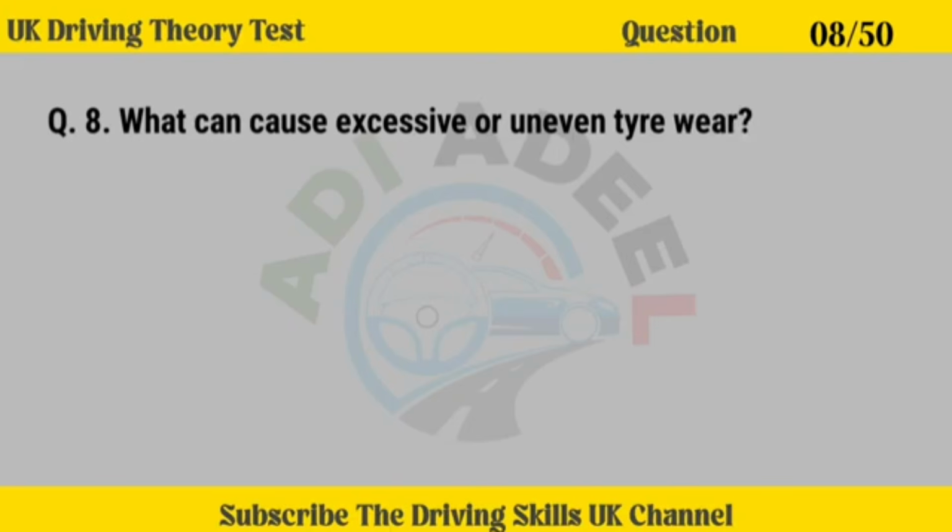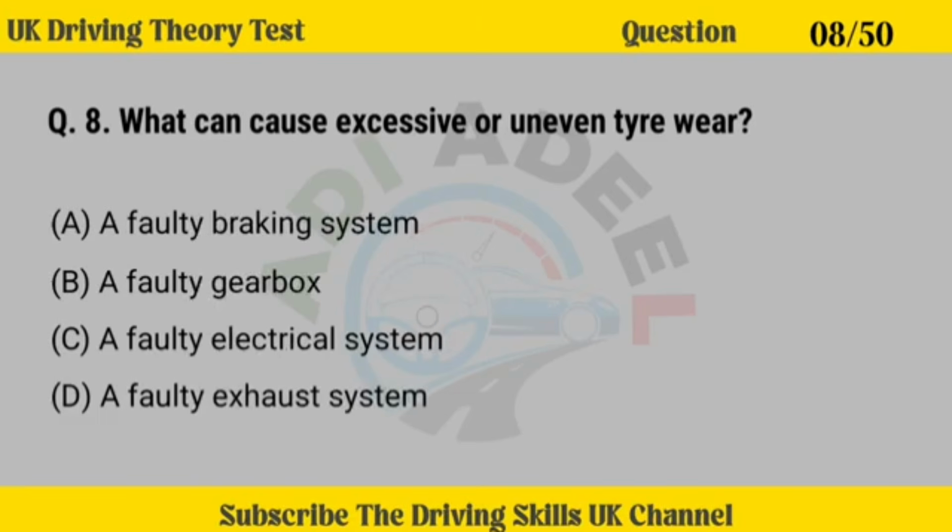Question 8. What can cause excessive or uneven tire wear? A. A faulty braking system. B. A faulty gearbox. C. A faulty electrical system, or D. A faulty exhaust system? The right answer is A, a faulty braking system.